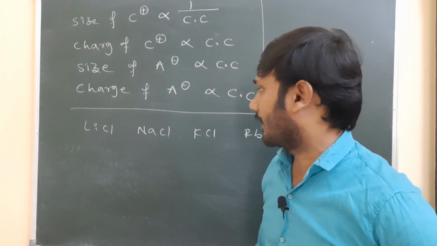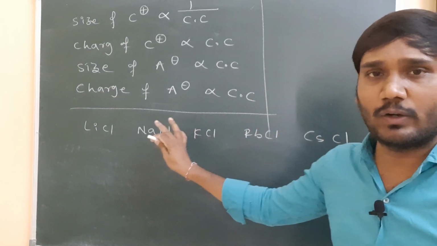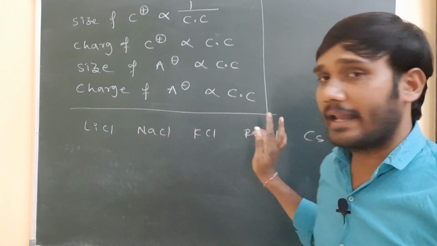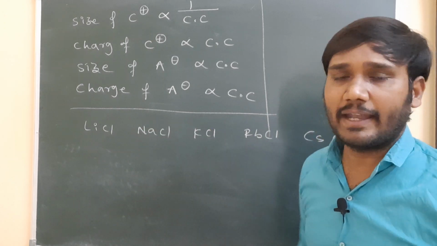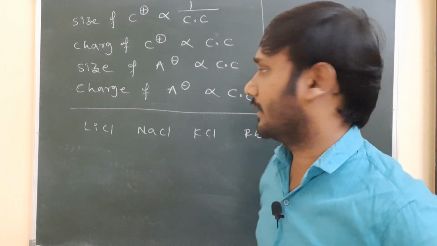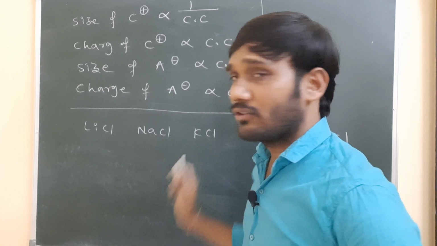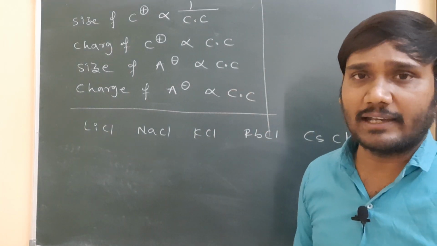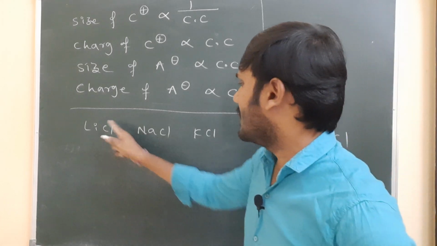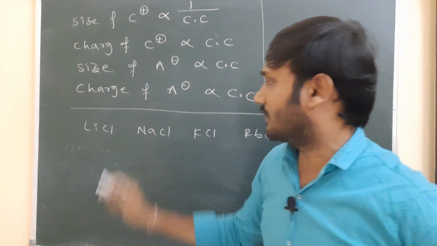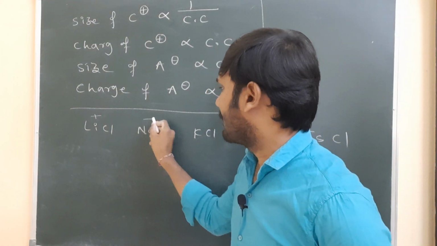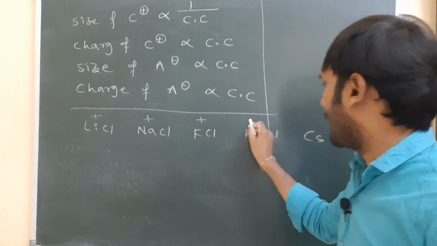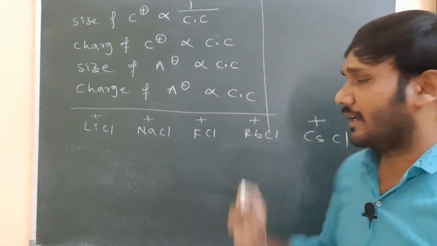Then how can you decide? Chlorine is common, so with respect to the anion we cannot say, because the anion is common. The remaining one is the cation, so with respect to the cation we can say. These cations also belong to the same group: lithium, sodium, potassium, rubidium, cesium. From top to bottom, what happens to size? It increases. Let us see the size of the cation: Li+, Na+, K+, Rb+, Cs+.